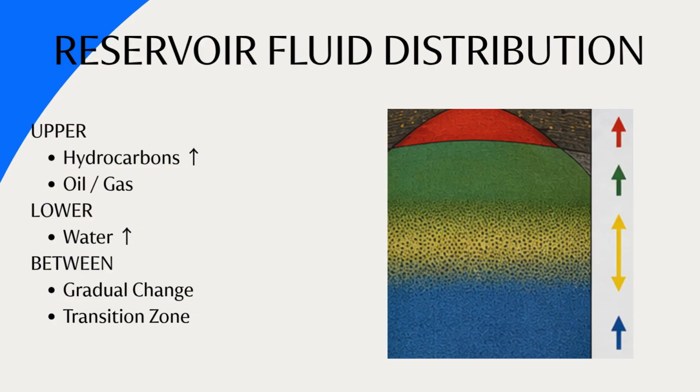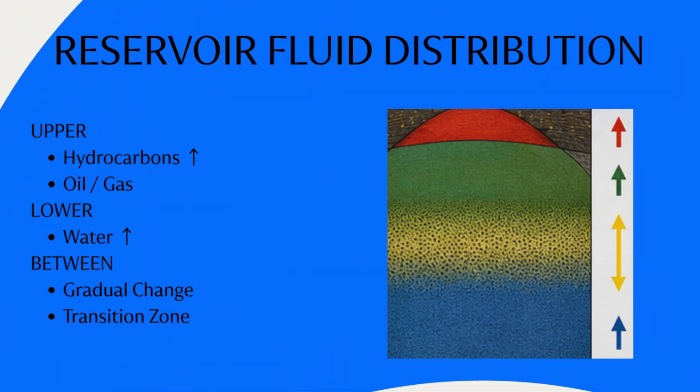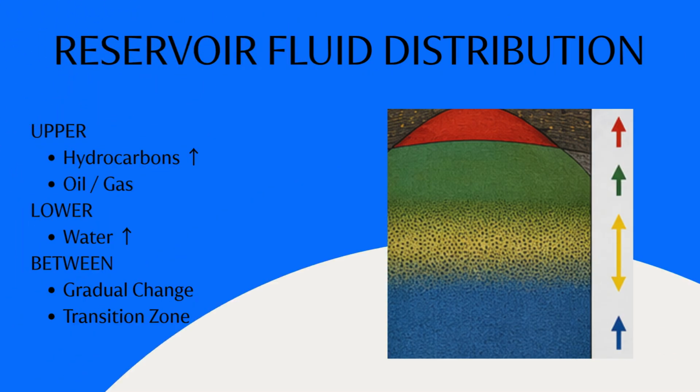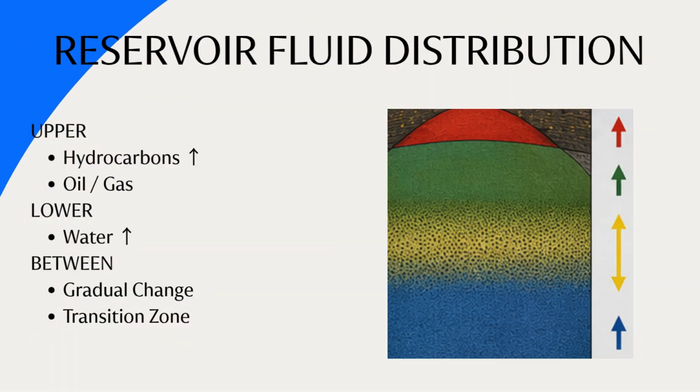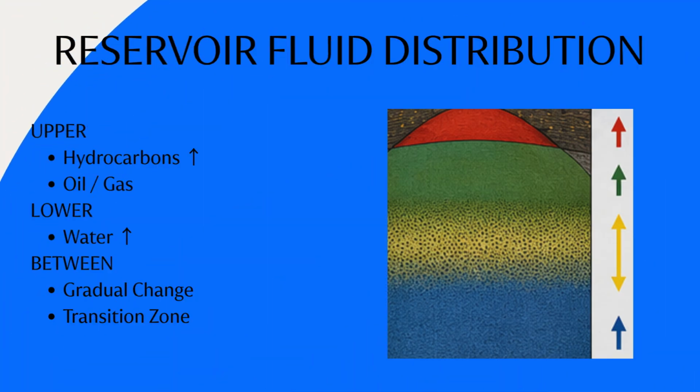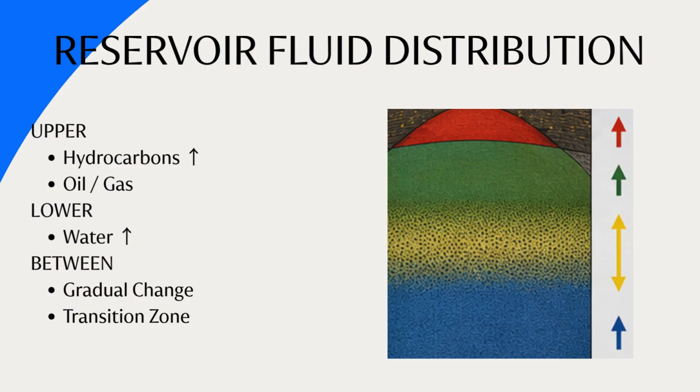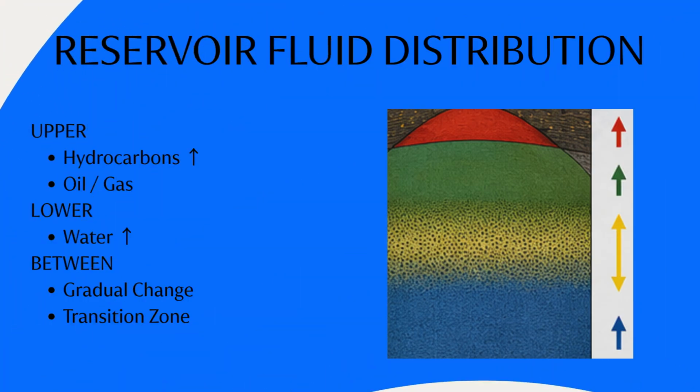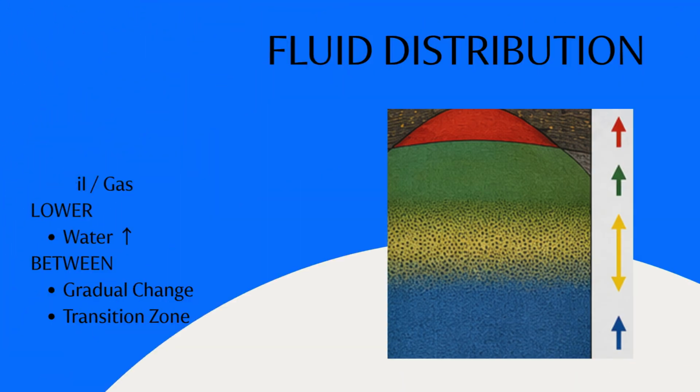But there is something interesting here. The change is usually not sudden. We don't simply have oil here and water immediately below it. There can be a gradual change between the two. And this gradual region is called the transition zone.